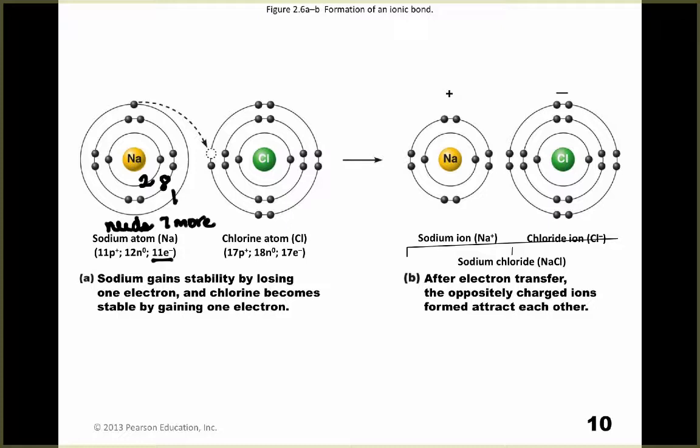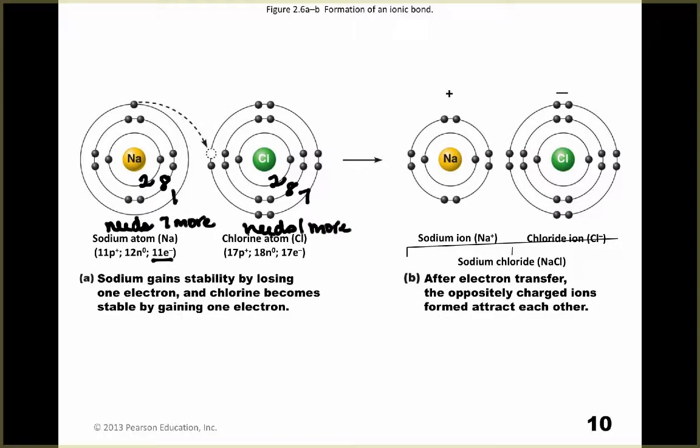And so here you have 2, and here you have 8, right? And then here you have 7. How many more does it need to be stable? Needs 1 more, right?